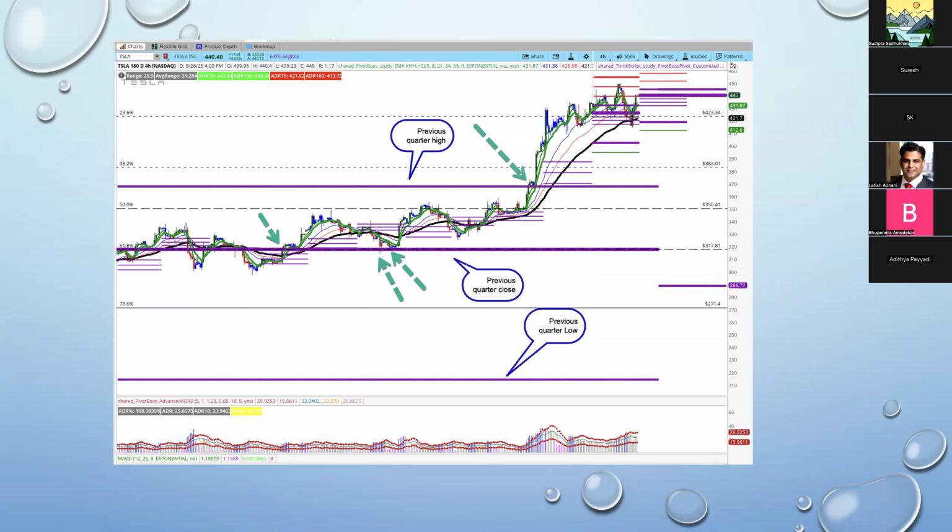Two scenarios: price moving up, crossing above that, with the moving averages still below this previous quarter high, there is a high possibility price will lose momentum.